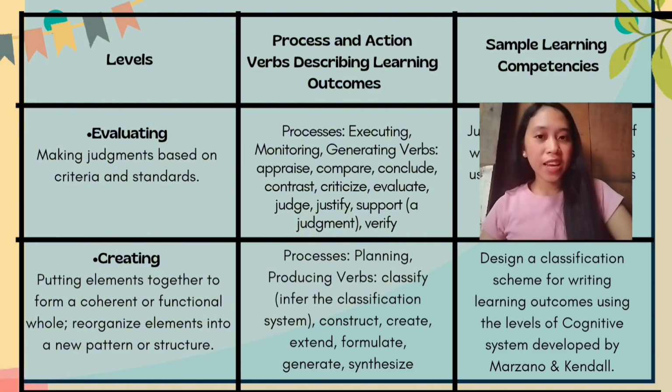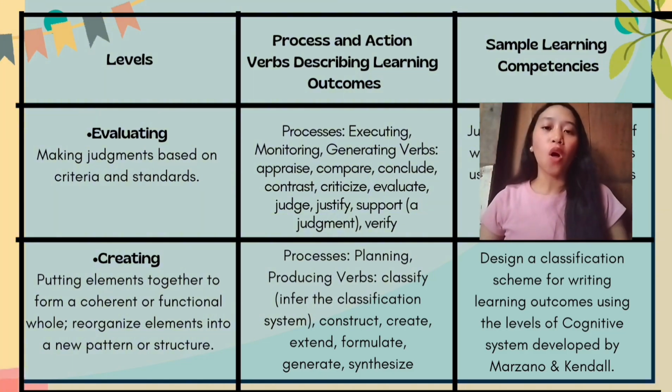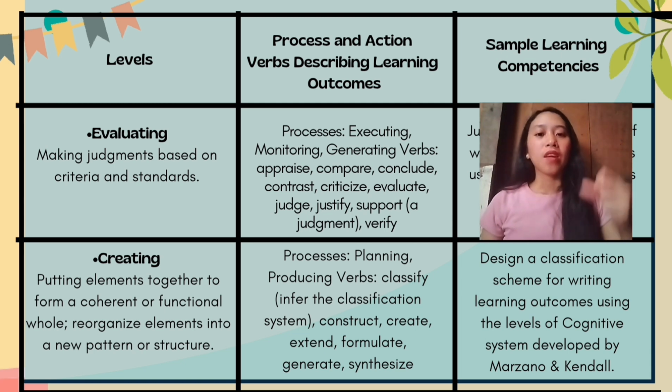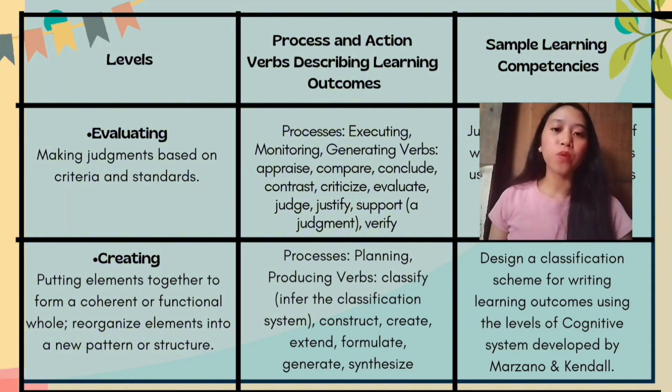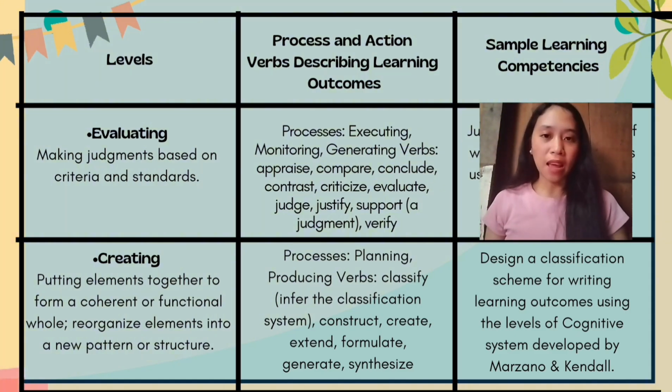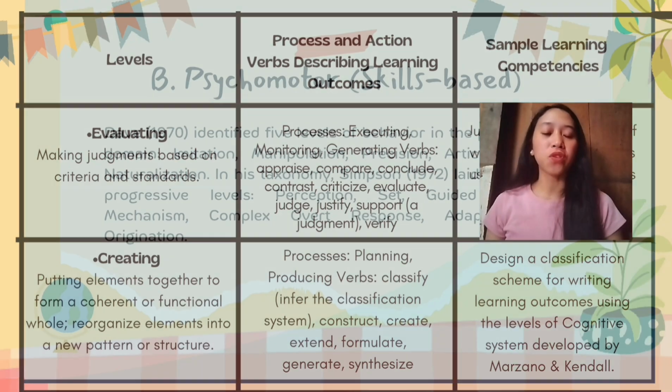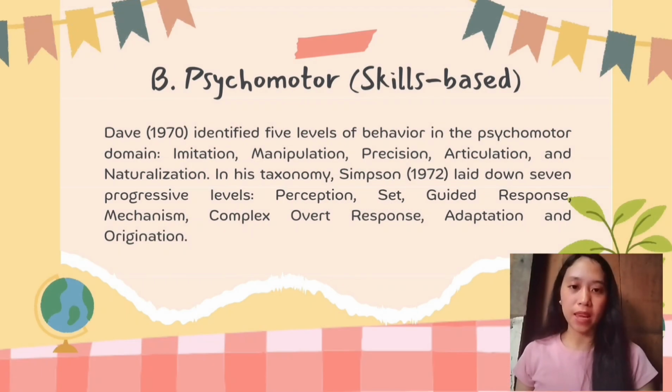Those are the 3 higher order levels of the cognitive domain. So, the last 3 are the analyzing, evaluating, and creating. So, we're done with the cognitive domain. And now, let us proceed to the second domain, which is the psychomotor domain.